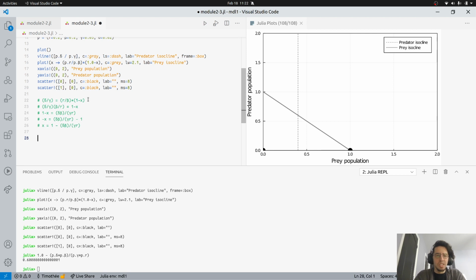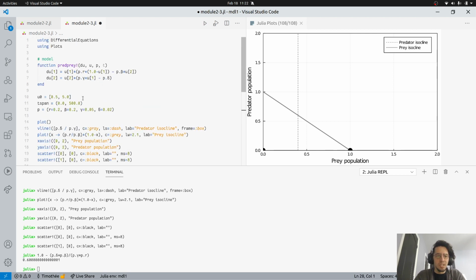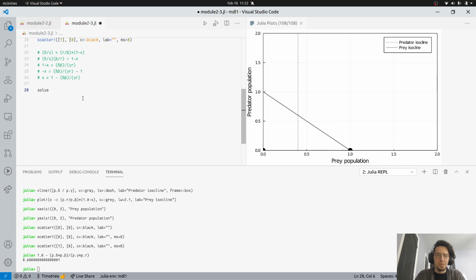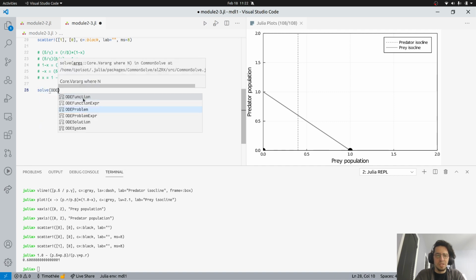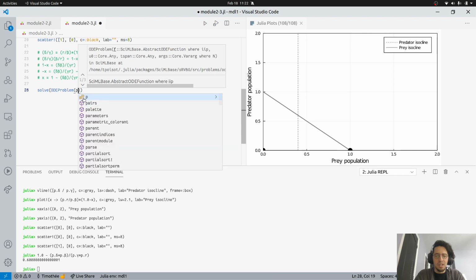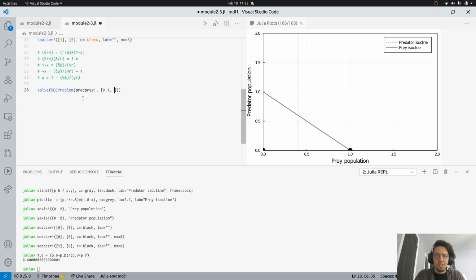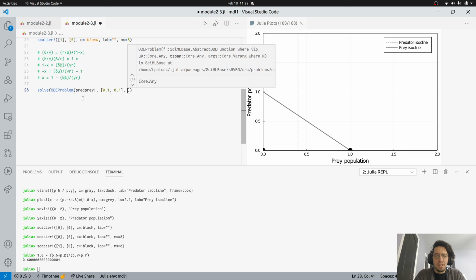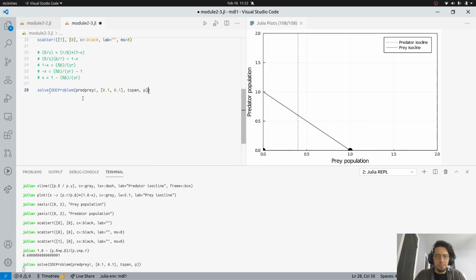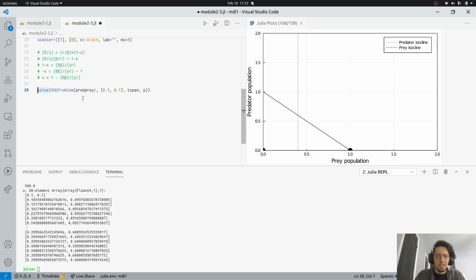So what we'll do instead is just solve the system and use an approximation for that. So we'll solve the ODE problem using perturbation, using u0, let's do 0.1, 0.1. T-span, we have that, and then p. So let's run this thing, and let's take the last one.